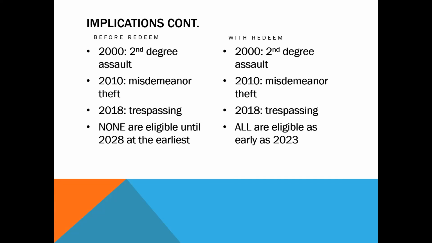So looking back to 2000, someone waiting almost 30 years to expunge that second-degree assault. And again, this is the simplest possible scenario, a fantasy situation where there was no incarceration, probation, etc., for any of this. If there was, the waiting periods could be even longer. But now with the Redeem Act, the same exact convictions on a person's record would all be eligible probably right now.